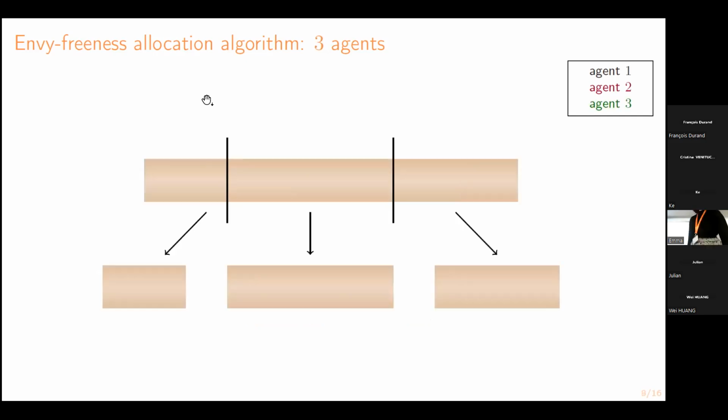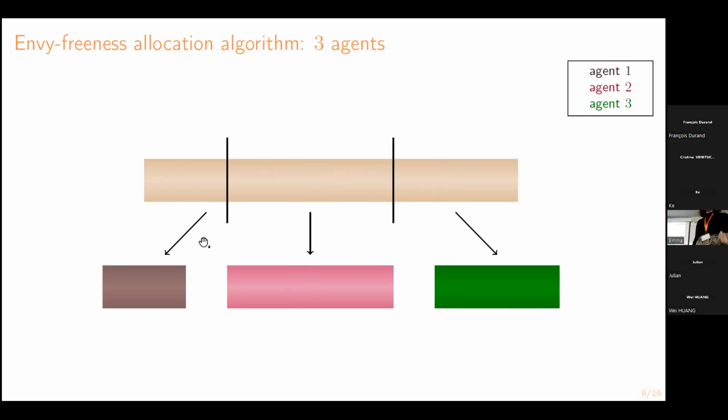Okay, so 3 agents. You still have something that looks like this for 3 agents. Now you ask agent 1 to cut the cake in 3. And then you have two scenarios. Either agent 2 and agent 3 do not have the same preferred piece of cake. Imagine that agent 2 prefers this one and 3 this one. You just say, you will have this one, you will have this one, and agent 1 gets the left part, and everyone is happy, not envious of anyone else.